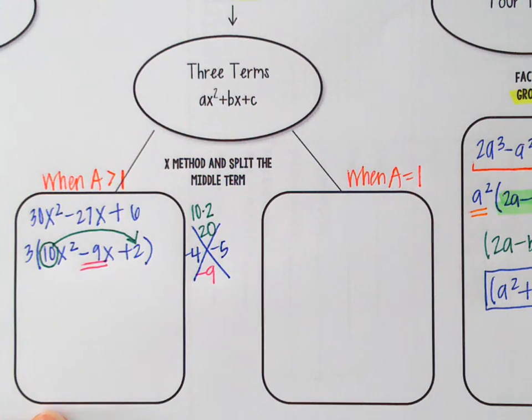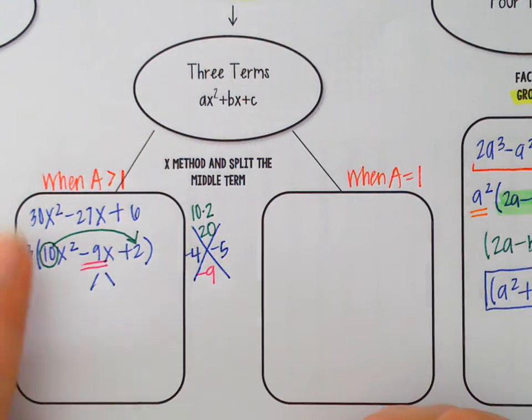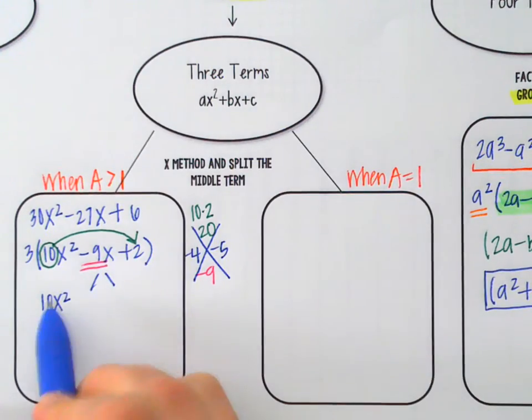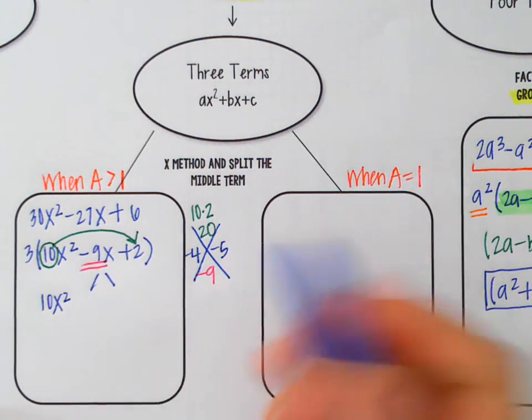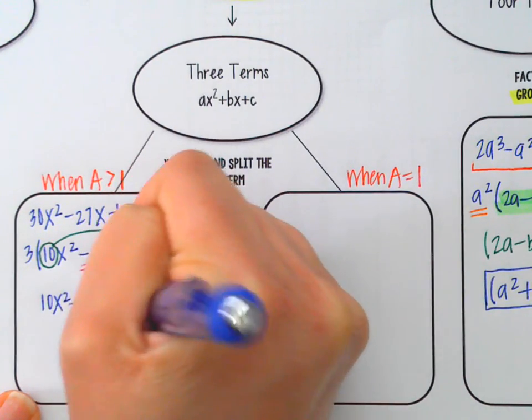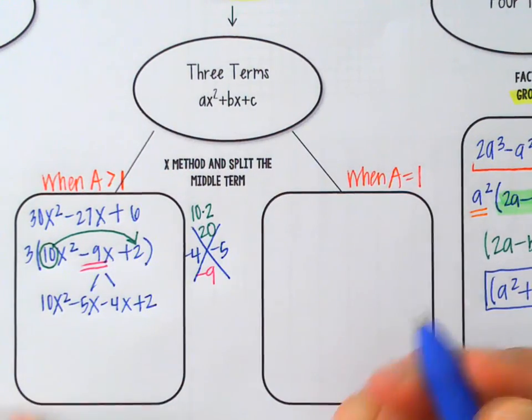So that's when we split the middle term. Negative 9x is going to be split up. Now we're going to keep that 3, and we're going to rewrite this. So it's going to be 10x squared. What do I want to put with 10? 5 or 4? I want to put 5 with it. Doesn't matter though. Minus 4x plus 2.